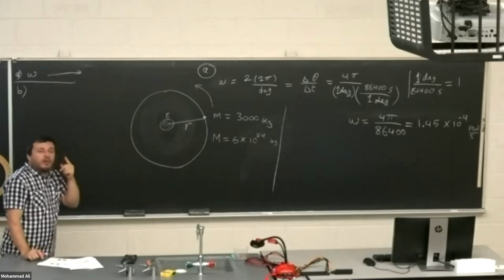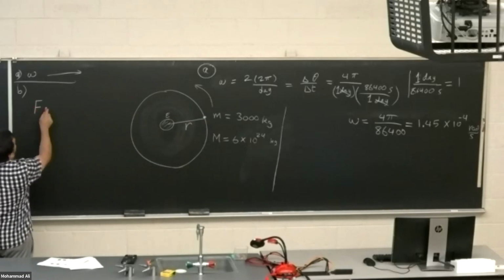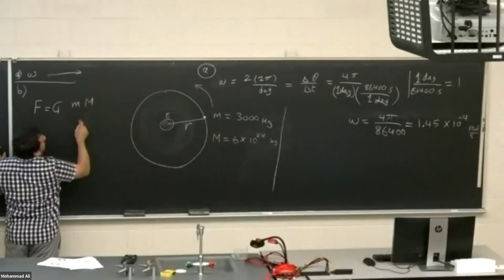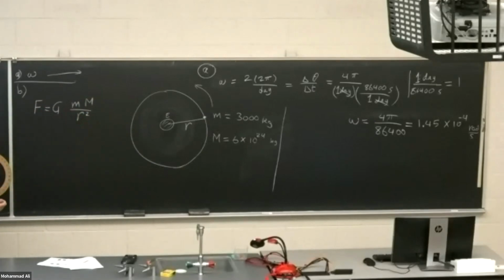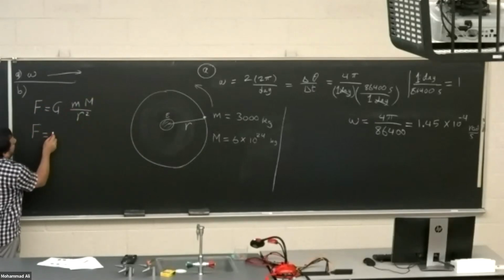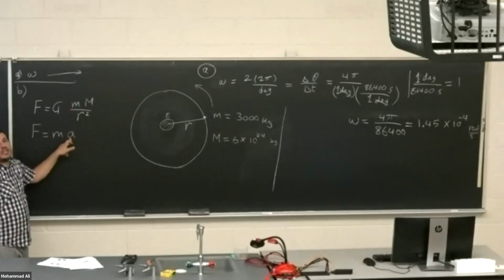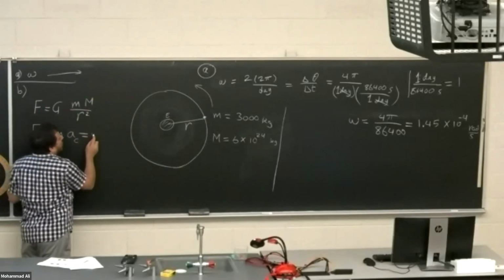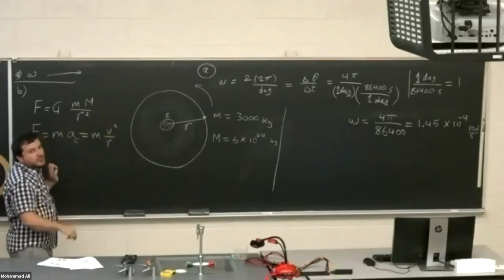Okay, we have many equations, many relations to use. We have the gravitational force is equal to G, the mass of the satellite multiplied by the mass of the Earth over R squared. We also have Newton's second law: F is equal to m multiplied by the acceleration. But this acceleration is the centripetal acceleration or radial acceleration. We know it from before. It is m v squared over r. V is the tangential velocity.